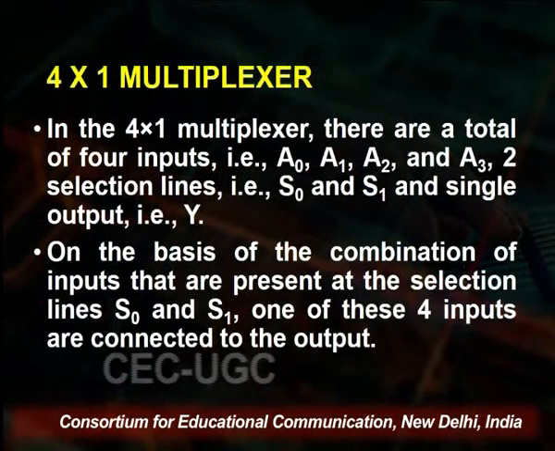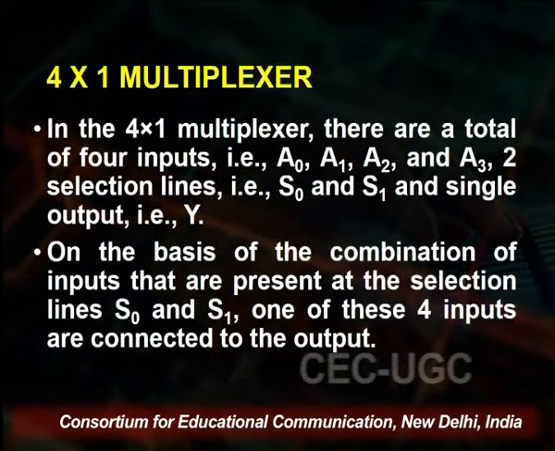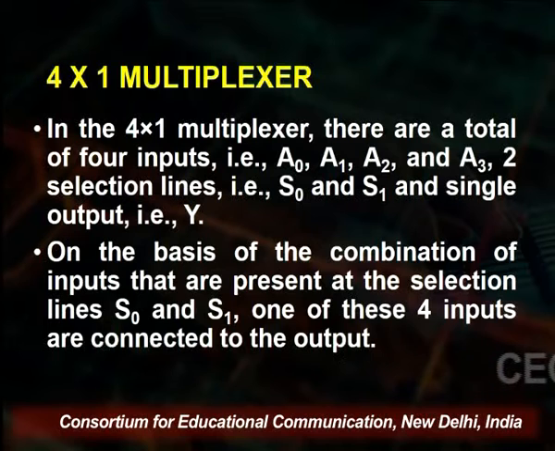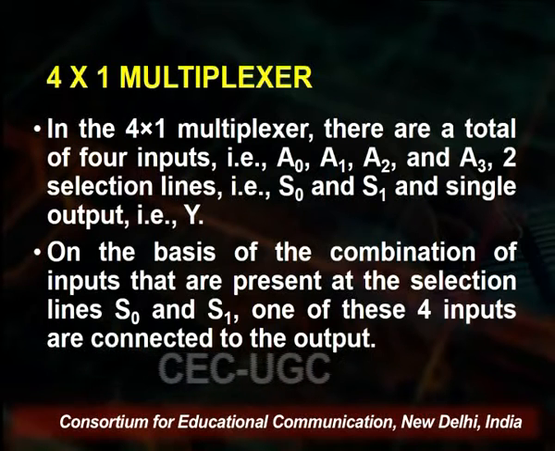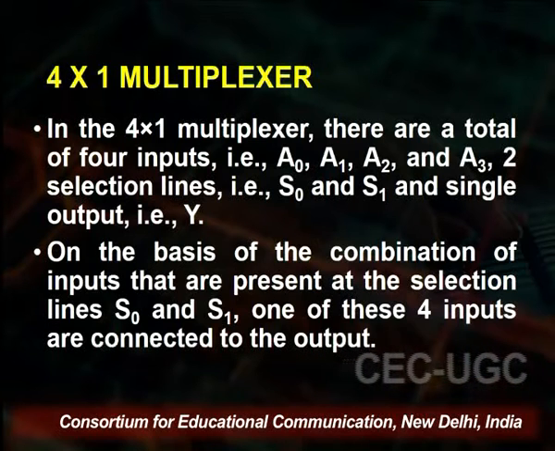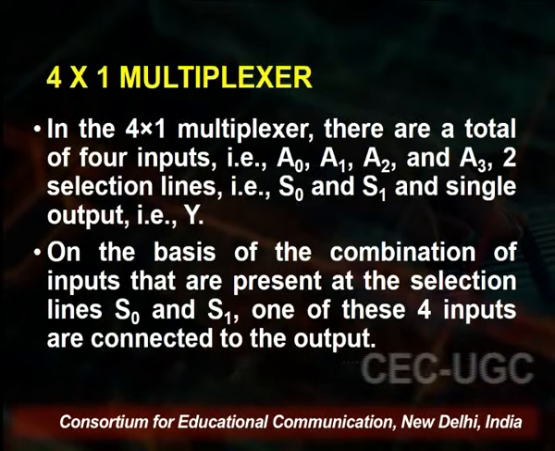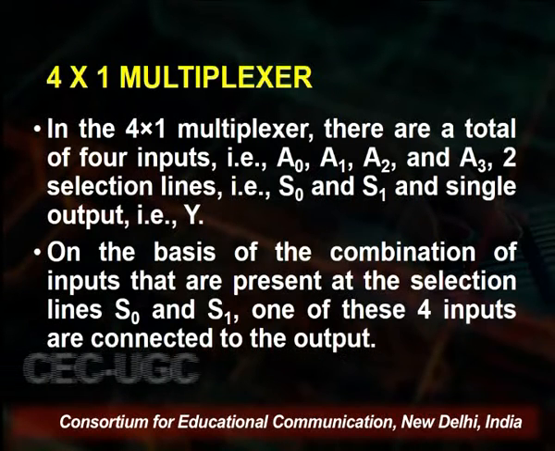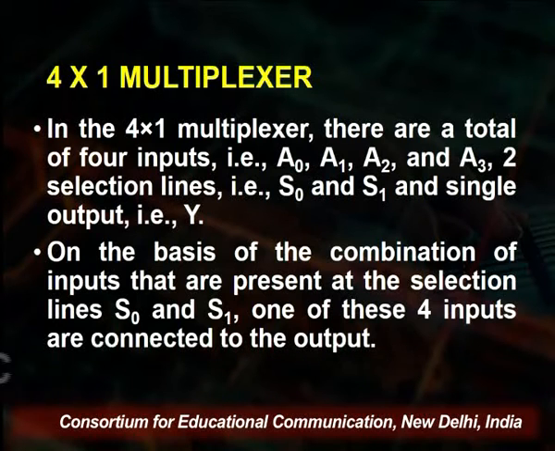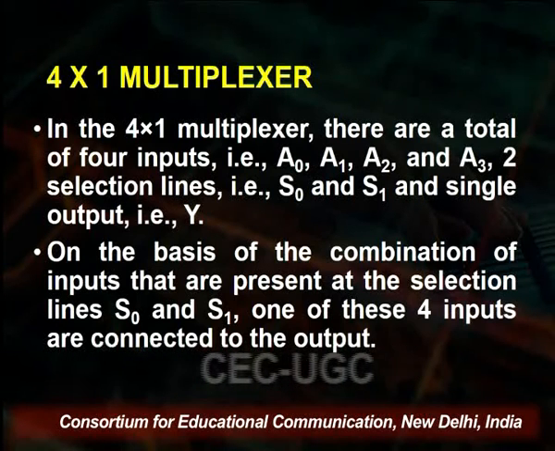Let's take an example of a 4x1 multiplexer. In a 4x1 multiplexer, there are a total of 4 inputs. As the name suggests, we will have A0, A1, A2 and A3, 2 selection lines because we have 4 inputs now, S0 and S1, and only one single output, which is Y, because the name of the multiplexer suggests 4 inputs, 1 output. On the basis of the combination of the inputs that are present at the selection lines S0 and S1, one of these 4 inputs is connected to the output.